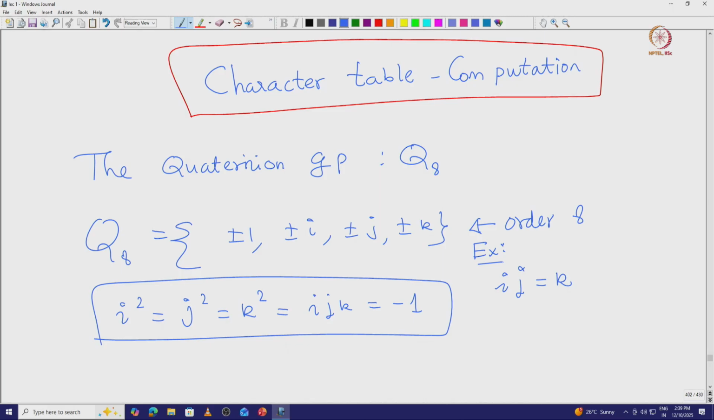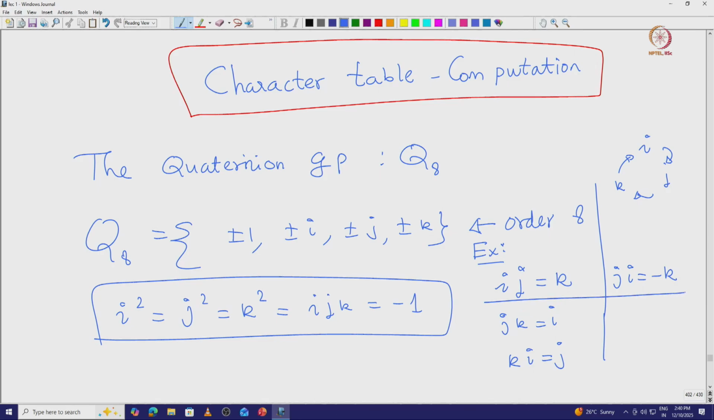One way to remember the multiplication is to write i j k in clockwise direction and read it off. Whenever you take the product i j, that is going to give us k. That is how we remember. So i j must be k, j k must be i, and k i must be j. Similarly, you can compute the other ways. j i is going to be minus k. From this it is clear that this group is non-abelian.